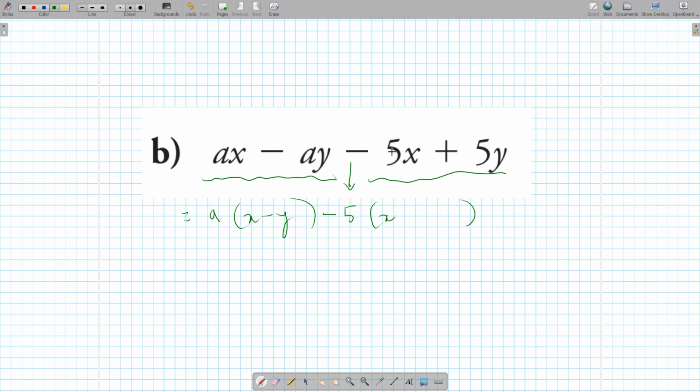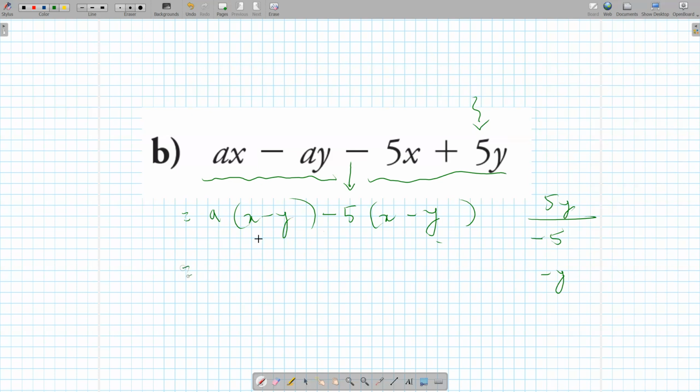We're pulling -5 out. You see there's a -5 on the outside? It'll be x minus y, because -5 times minus y would give us a plus 5y. Right? We pulled out a -5. Look at this. 5y over -5 is -y. Okay? So that's the part that we have to be careful.